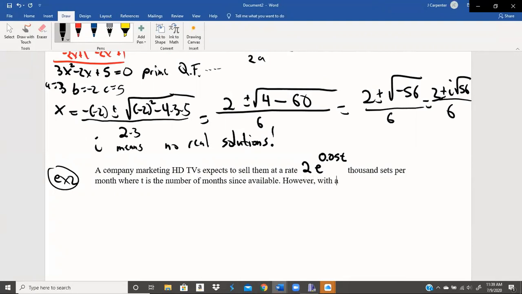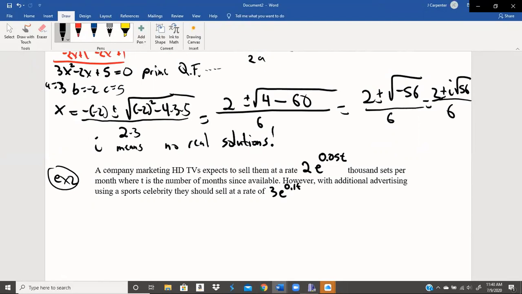However, with additional advertising, using a well-known sports celebrity, they should sell at a rate of 3e to the 0.1t. This is a higher rate. The coefficient has changed from a 2 to a 3, that's bigger. And the exponential coefficient went from 0.05 to 0.1, that's double, that's bigger.